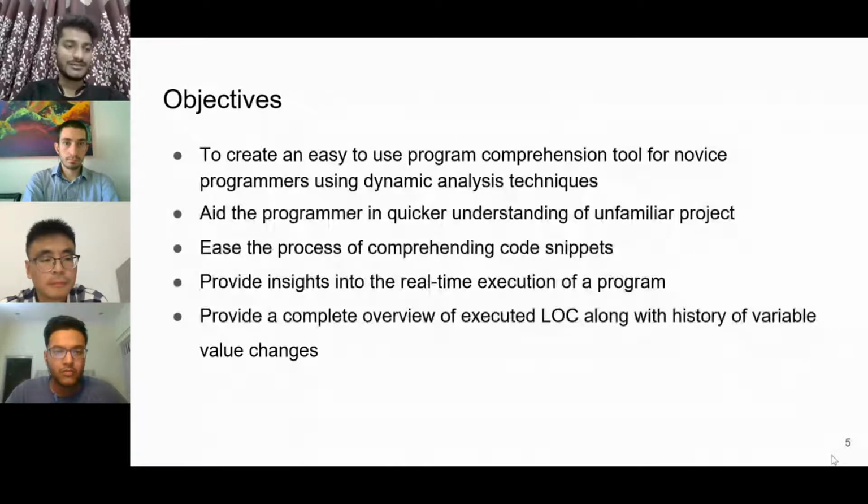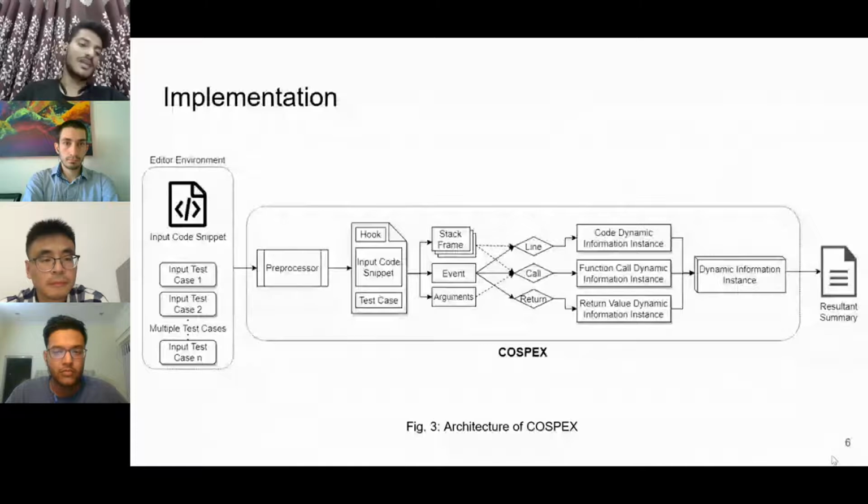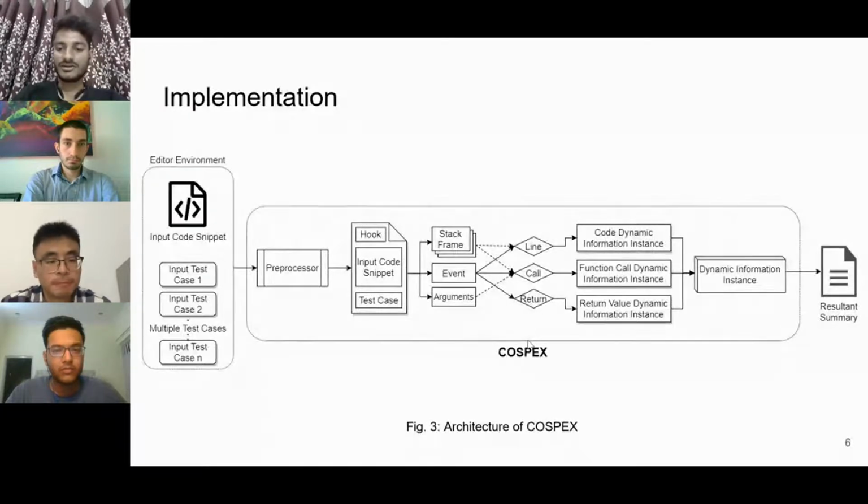Coming to the implementation, COSPEX involves taking the code snippet and test cases from the programmers. It then attaches a hook to the test code snippet and cases, which then interprets the program runtime and takes out the important information available in the stack frame, in the line call events, in the function call events, and then it compiles our information instances, which we then summarize in the form of dynamic summaries.